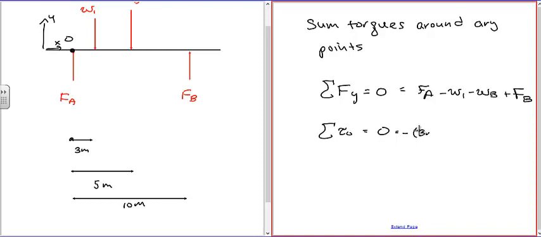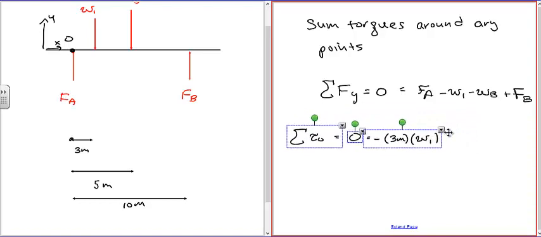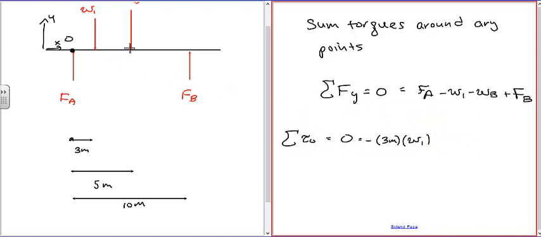The distance is 3 meters, and we have weight W1, which we're going to calculate here in a minute. Okay, so that's the first torque. It's negative because it would tend to push things around. This one also, if I have an axle here and I push down, it's going to want to rotate clockwise, which is negative. So it's going to be negative 5 meters times the weight of the beam.